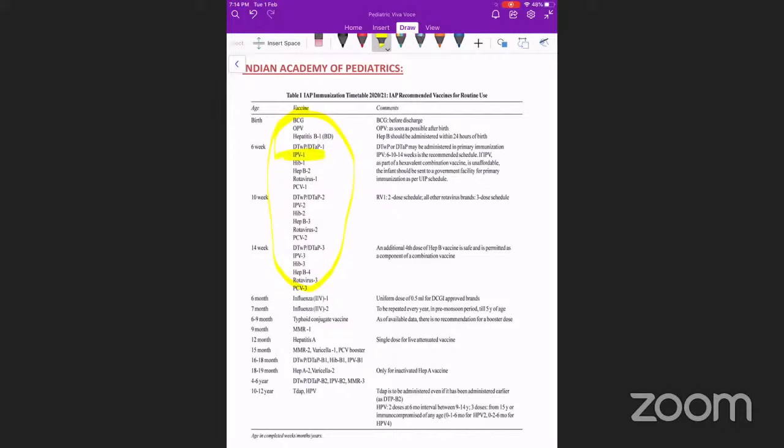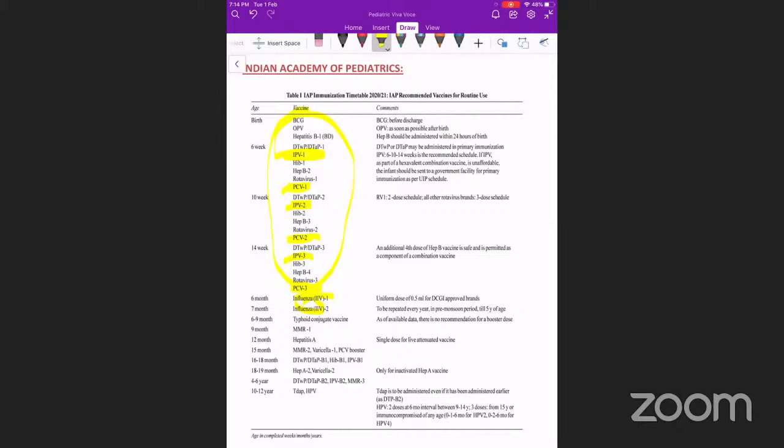And if it's IPV, we'll have to give it as 3 doses. So IPV 1, 2, and 3. And pneumococcal vaccine again, 1, 2, and 3. Fine. So this is the IAP recommendation. So birth dose, 6, 10, and 14 remains the same except for IPV, which is 1, 2, and 3. Fine. Next comes at 6 months and 7 months, we give influenza virus vaccine 1 and 2. Okay, so this is between 6 months and 7 months. That is what adds up between 14 weeks and the 9 months vaccine.